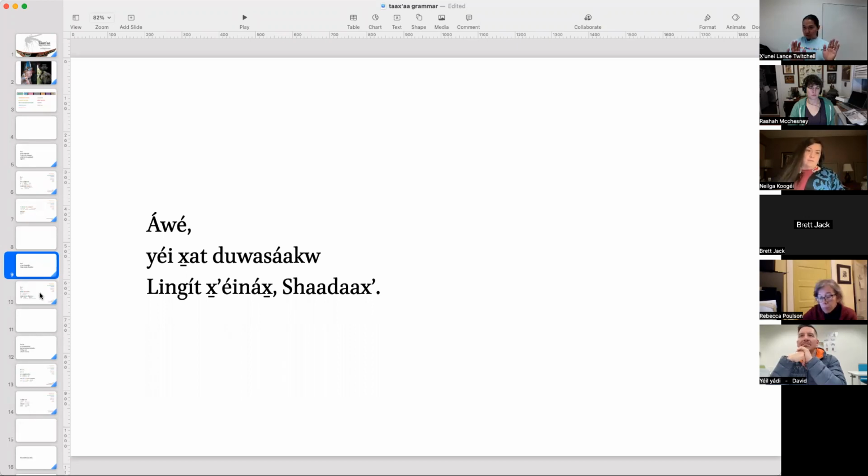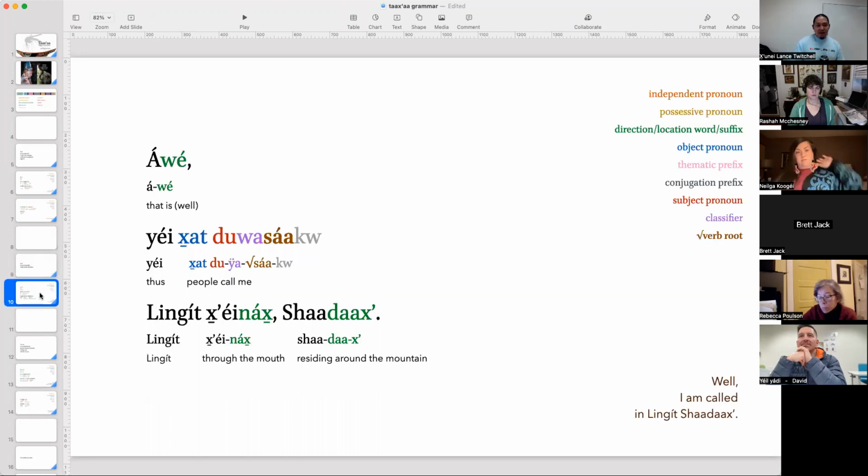Anybody want to try and translate that before we look at it? So as far as pulling the thing apart, here's awe. It's just such a common thing. Like I sometimes don't even translate it. It kind of depends, right? So here we see it's translated as well. Well, you know.